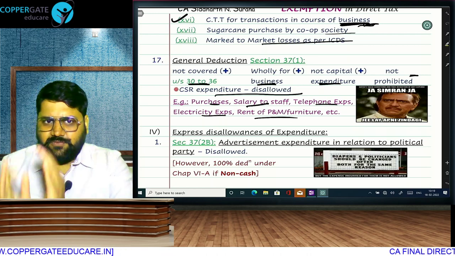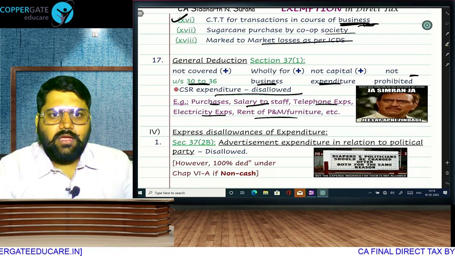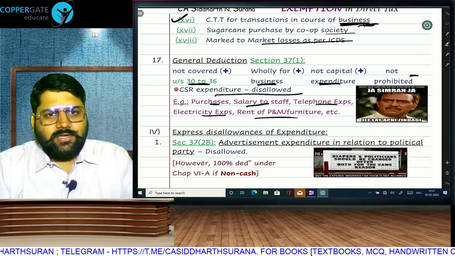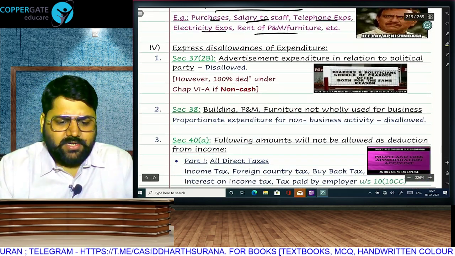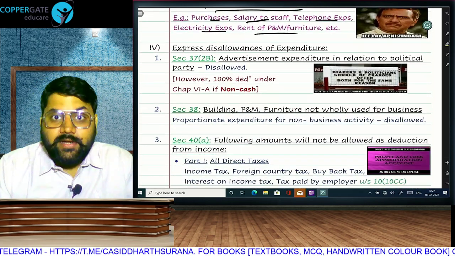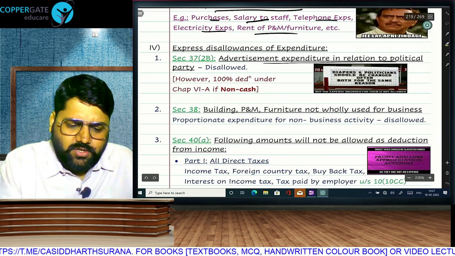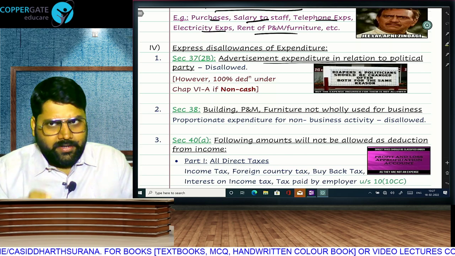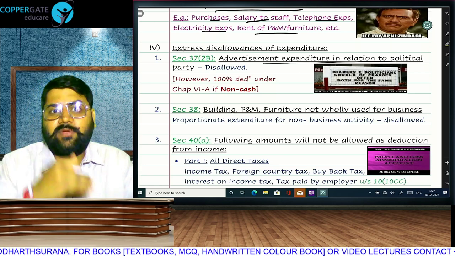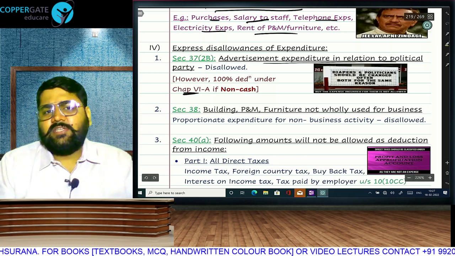With this, we finish the first part of the chapter, that is expenses which are allowed. Let's then go ahead, next part of the chapter, expenses which will be disallowed one by one. Any kind of advertisement or donation or contribution to political party will be disallowed. In PGBP, we are disallowing because we are going to give you chapter 6 here.